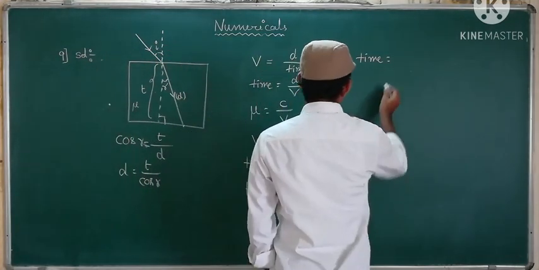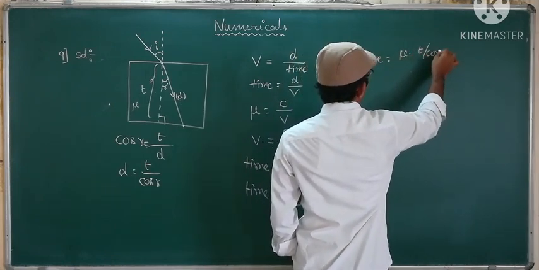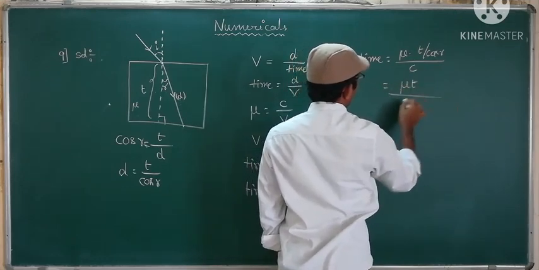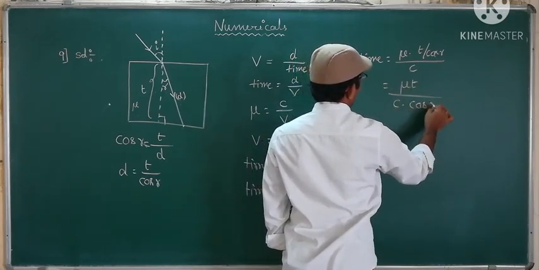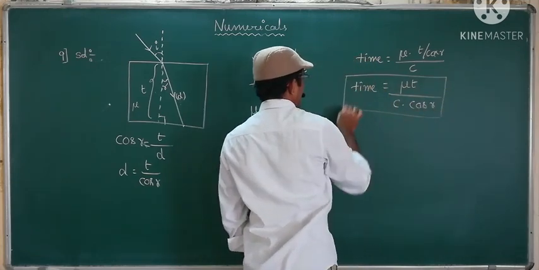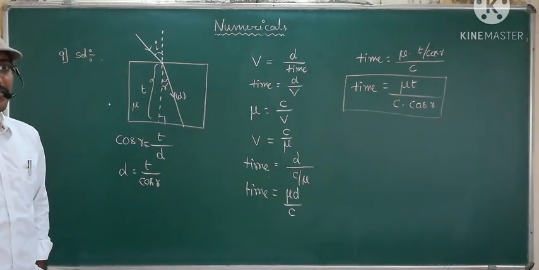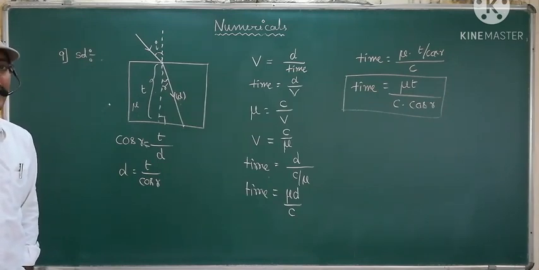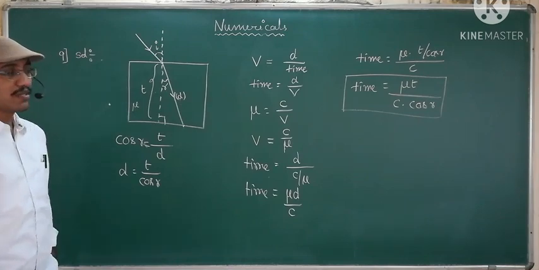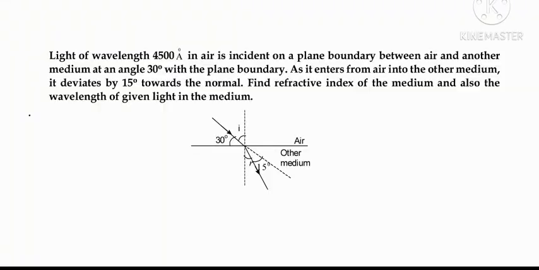So time is equal to mu into t divided by cos r, divided by c. This is equal to mu t divided by c cos r. This is the time taken by the light to travel distance d when it is incident by making an angle i with the normal on the surface. Right? Got it how we calculated? Like this. Next, problem number 10.